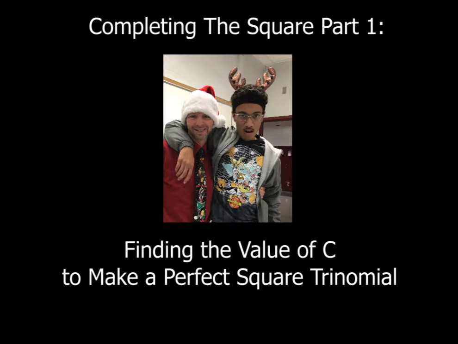It's Mr. Muscarella coming at you with my buddy Jay, and we're going to work on completing the square part 1, finding the value of c to make a perfect square trinomial. Before we even get started, we've got to know what a trinomial is, and that is something of this form here: ax squared plus bx plus c. So a quadratic in that form, ax squared plus bx plus c, which is the standard form. We're going to make that into a perfect square trinomial. So here we go. Let's check out two examples.